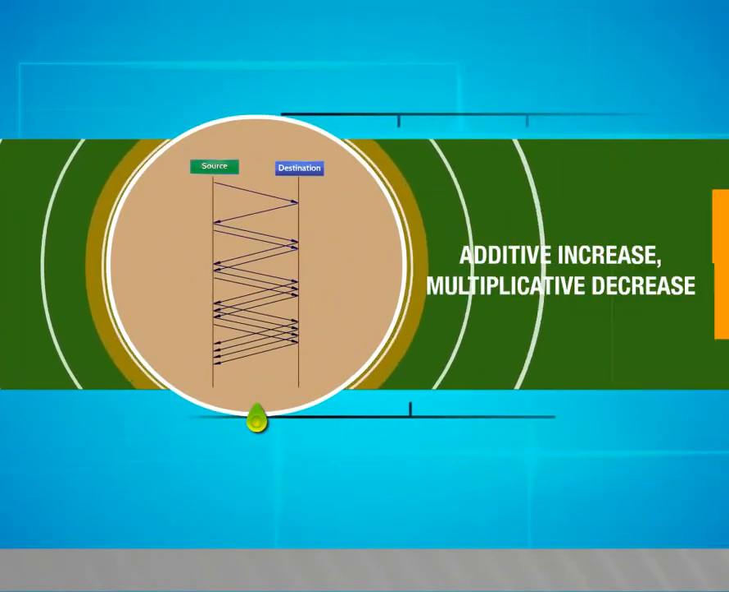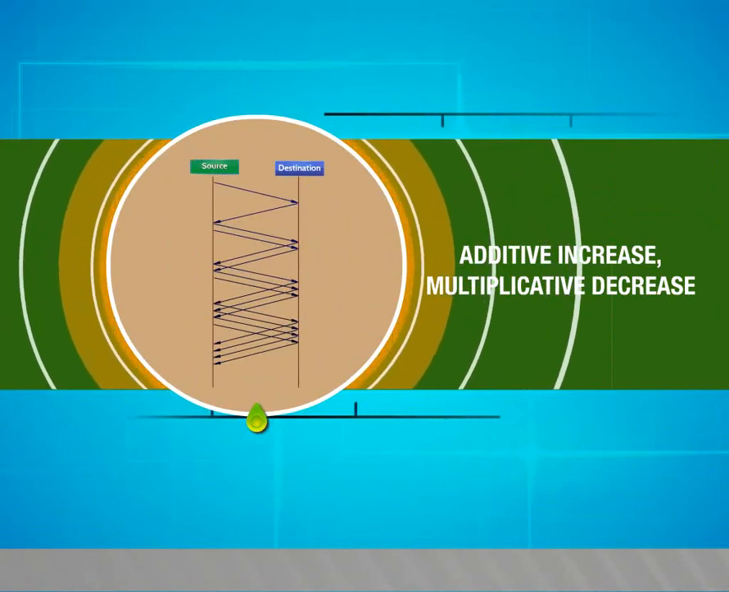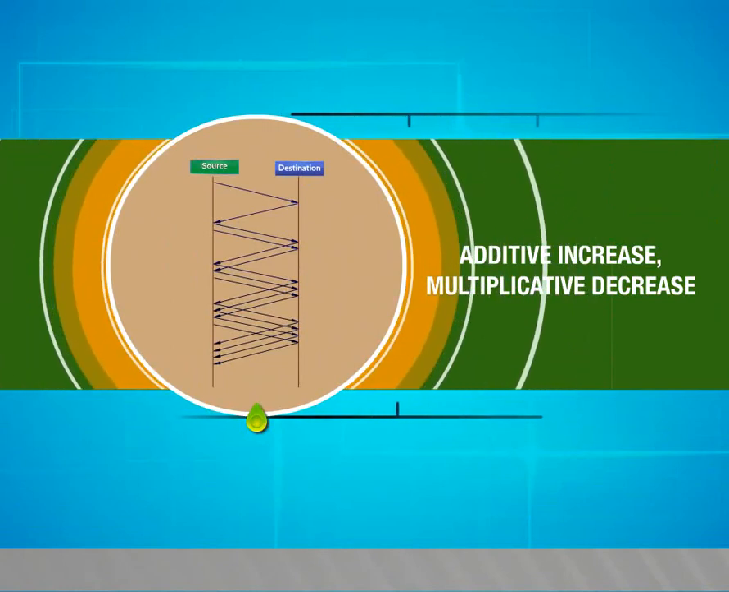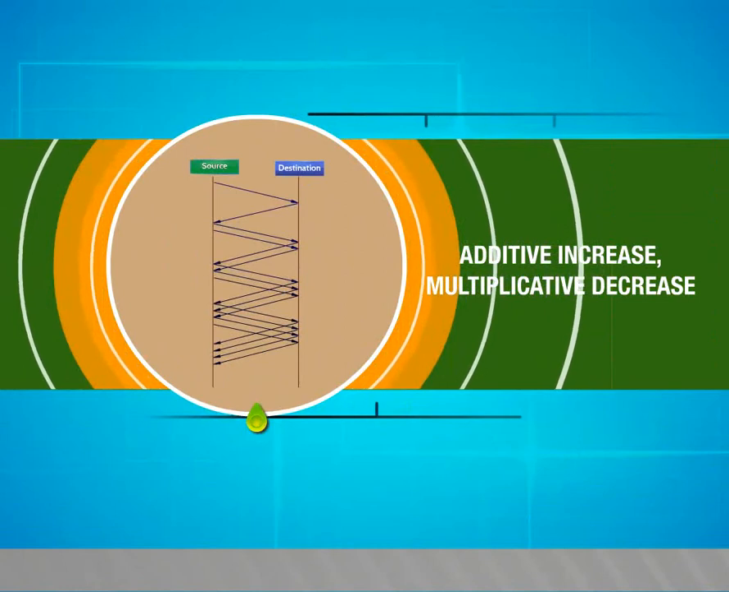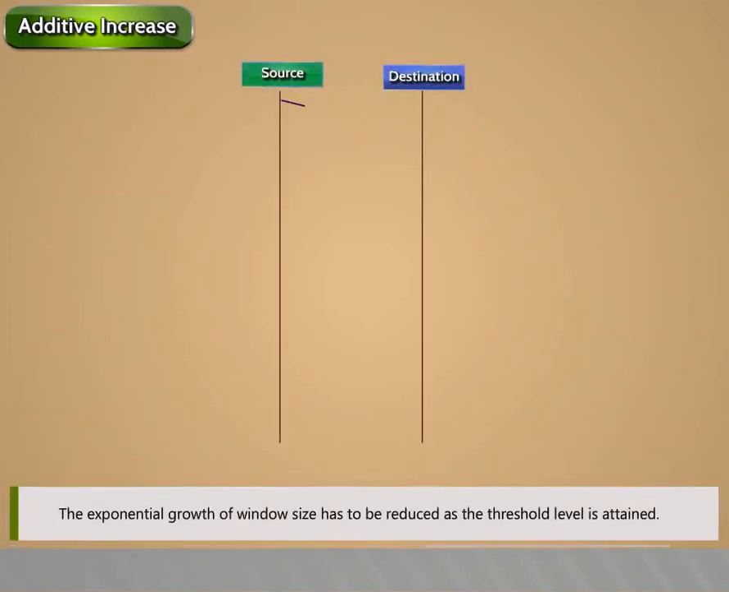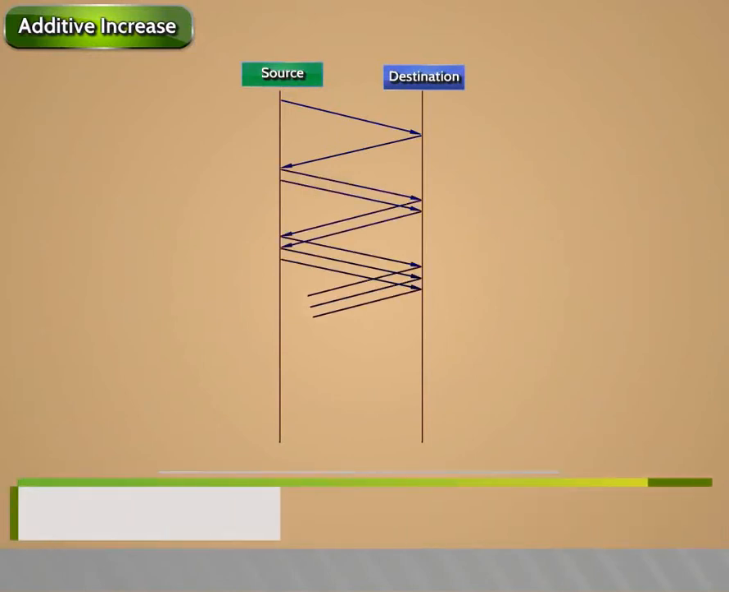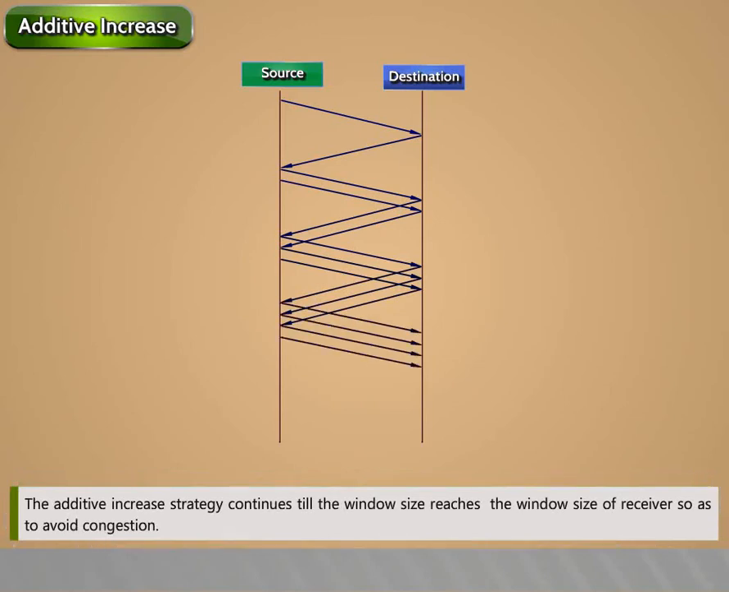Additive increase, multiplicative decrease. In this video, we are going to see about additive increase, multiplicative decrease. Additive increase. The exponential growth of window size has to be reduced as the threshold level is attained. The additive increase strategy continues till the window size reaches the window size of the receiver so as to avoid congestion.